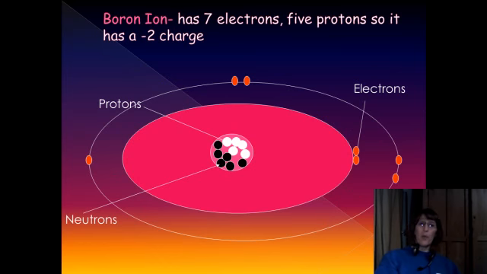All right, here's a boron ion. It has 7 electrons. And look on the inside, the protons, there are only 5 protons, little white ones. There are only 5 protons. So 7 negatives and 5 positives ends up to be a -2, so it has a -2 charge.